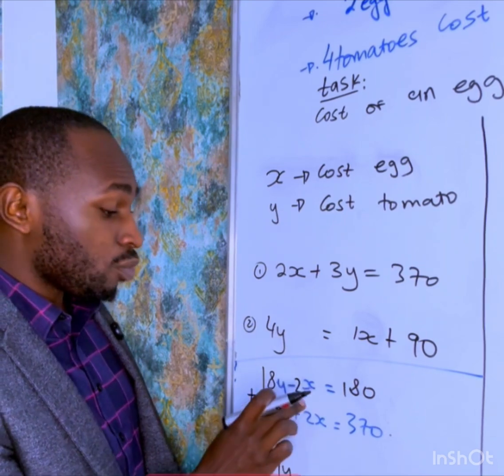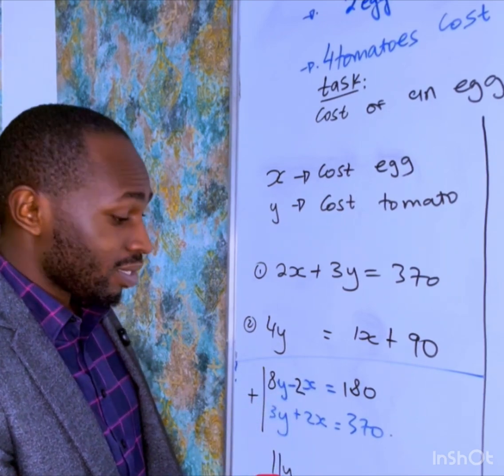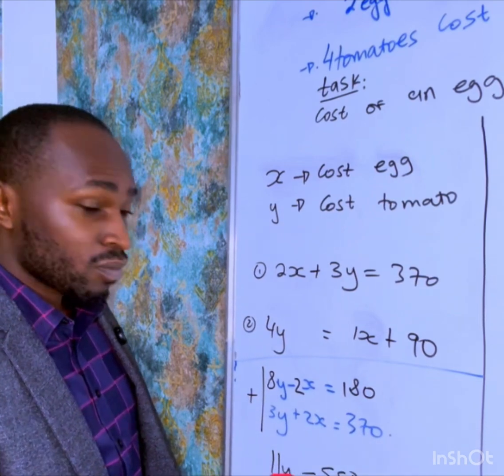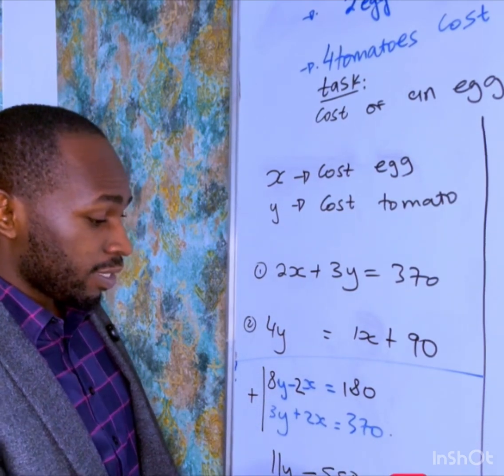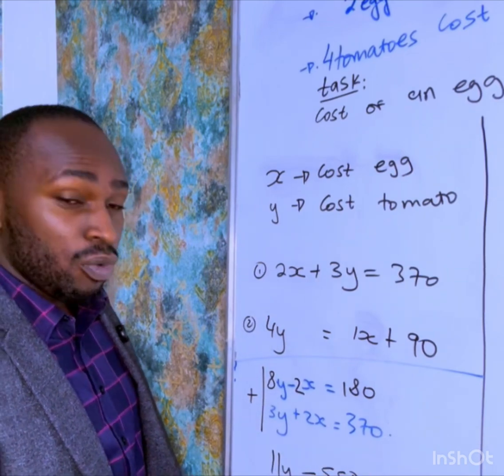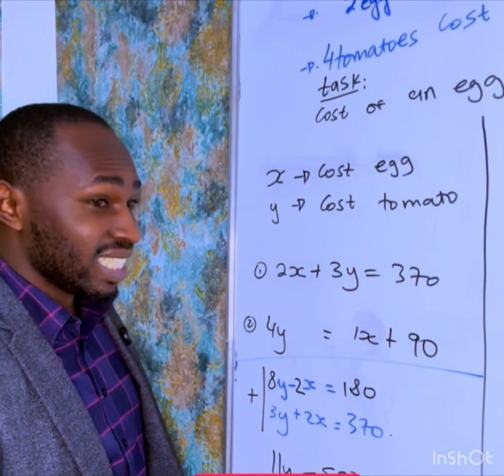If we add negative 2x plus 2x, we shall lose the x. If we add 180 to 370, we shall get 550. And if we divide through by 11, 550 divided by 11, we remain with y as 50 shillings.